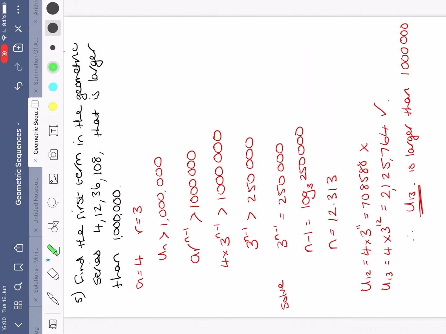And the last one: find the first term which is larger than a million. So we want to know when ar to the n minus 1 is bigger than a million. Again, I'll change this. We want to find out when 3 to the power of n minus 1 is bigger than 250,000. So take logs. This was interesting: I actually reverted back here and took log to the base 3 of 250,000, and you end up with n should be greater than 12.3. So it's the 13th term.